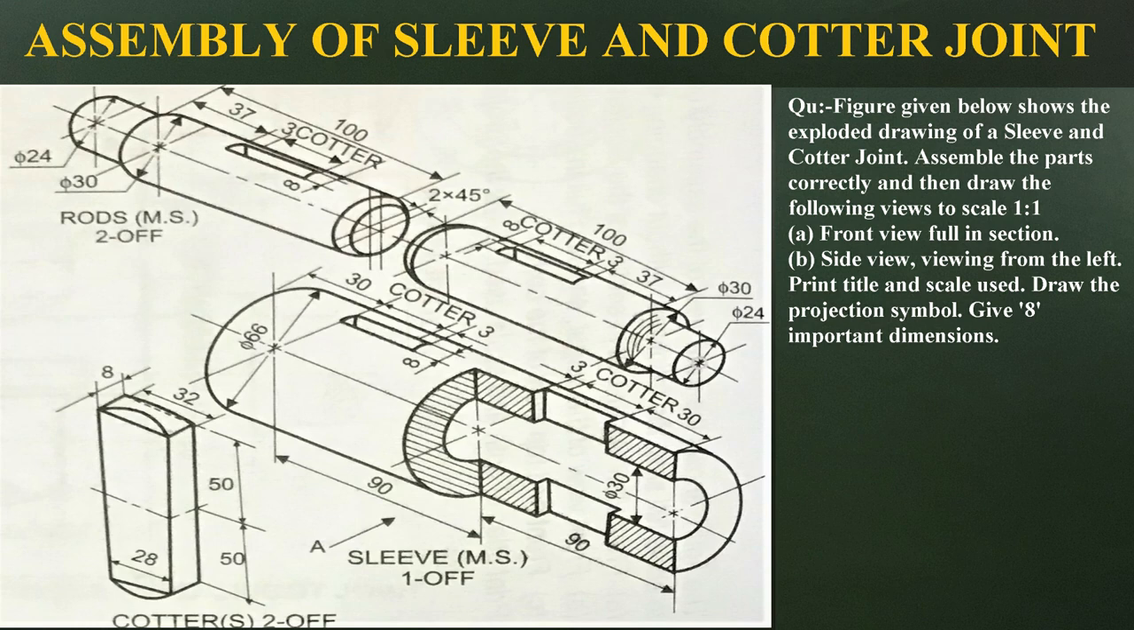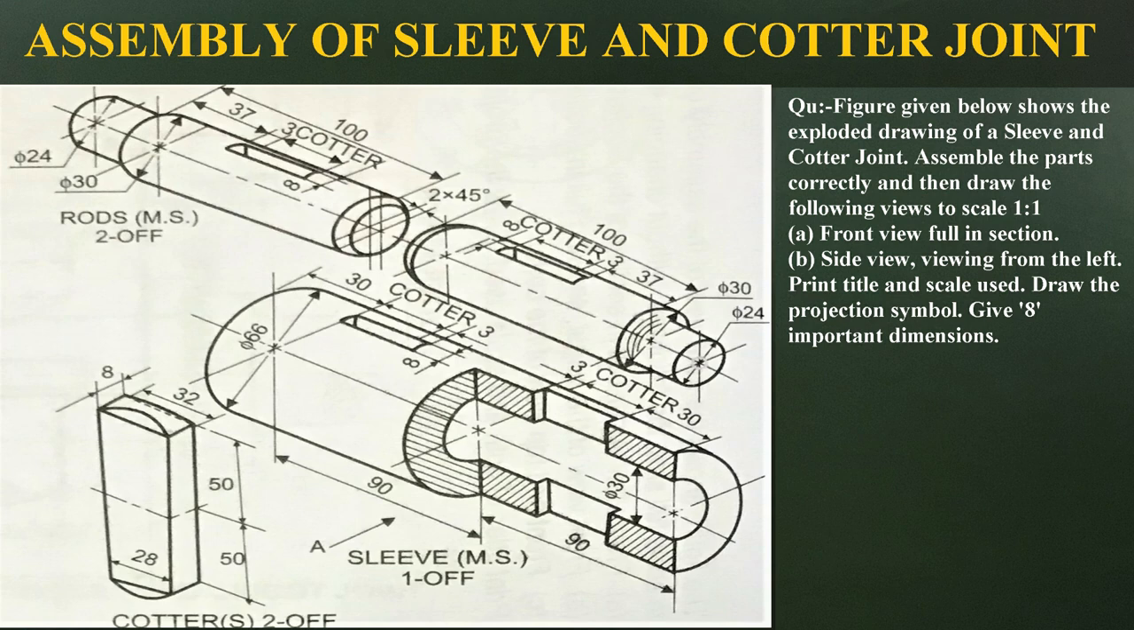Now the different dimensions of the first rod are: total length 100, then the slot width is missing here, but the distance from the left end is 37, and the thickness of the slot, the cotter slot, is 8. Then diameter 30 and diameter 24: diameter 30 is the extended diameter, and diameter 24 is the core or base diameter of the rod. Similarly for the second rod, the dimensions are the same: 137, dia 30, dia 24, and thickness 8.